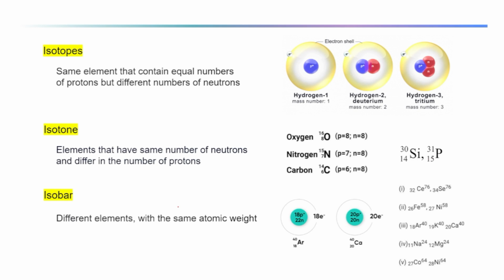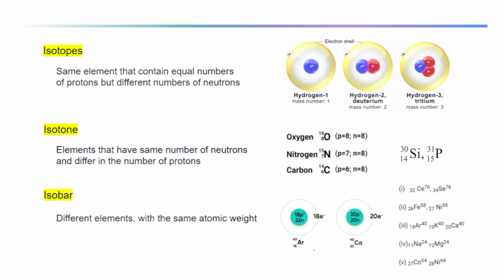Whereas in case of isobar, we have different elements. That means the number of protons is different, but we have same atomic weight. Now, atomic weight is a summation of number of protons and number of neutrons. So we have different number of protons, but we have same atomic weights. So that means we have both the protons and neutrons different, but the atomic weight is same.